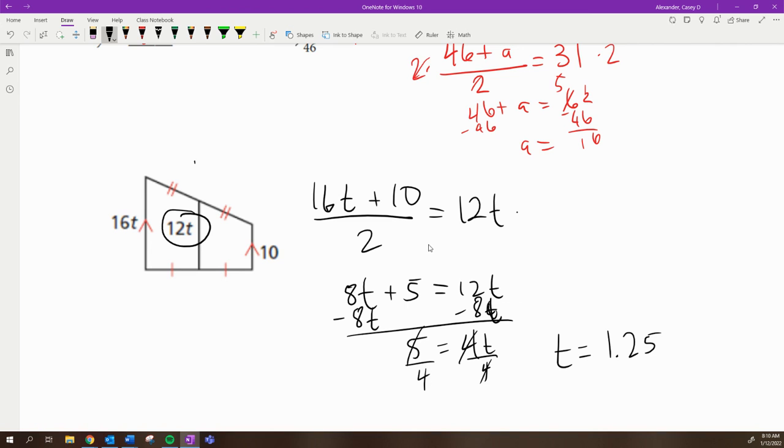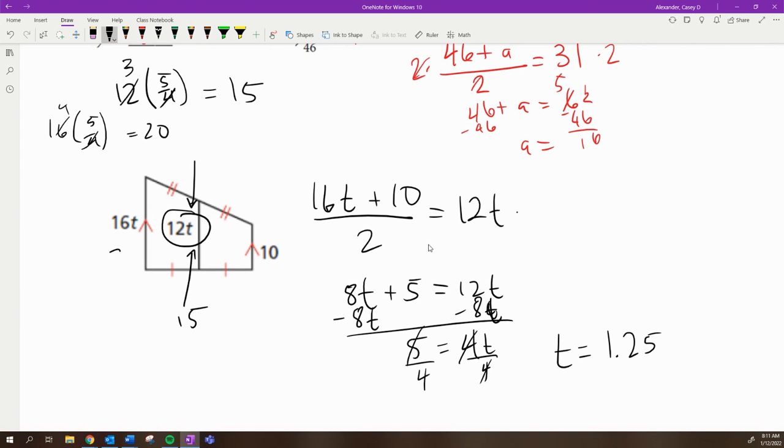5 quarters, but the length of the mid-segment is 12 times 5 quarters, or 12 times 1.25, and that would be 12 divided by 4 is 3, so it's 15, right? So the length of the mid-segment is 15 units. And then that means we could also find the length of this one. It would be 16 times 5/4, and that would be 20. And that makes sense, right? Because 20 plus 10 is 30, divided by 2 is 15.